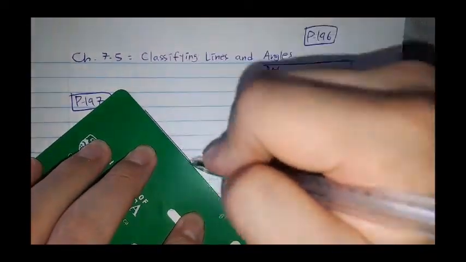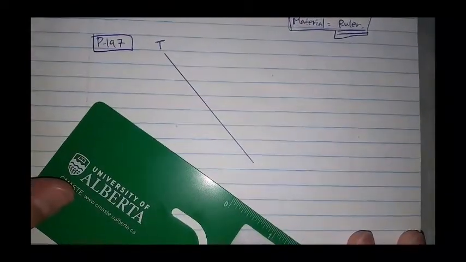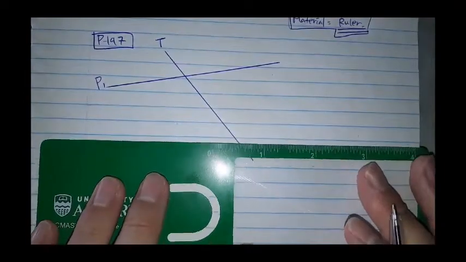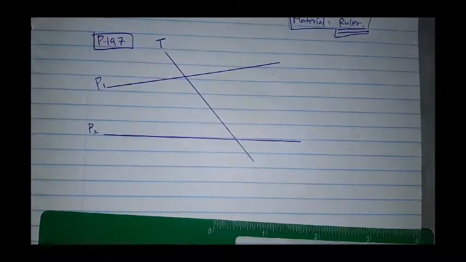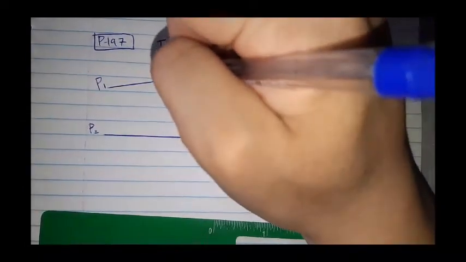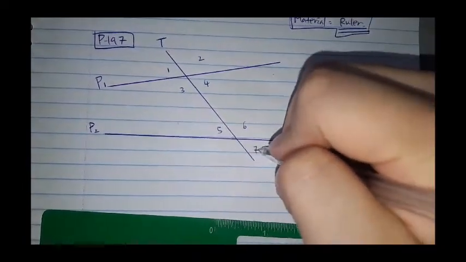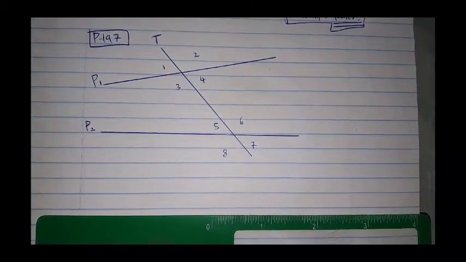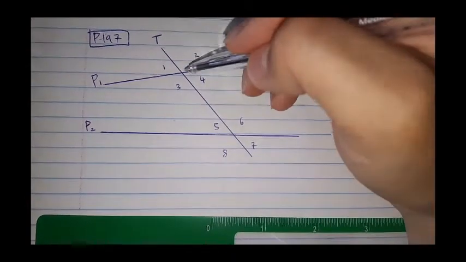Alright, so right now I'm drawing an example on page 197. There's one line that is tilted with the line segment letter T, followed by P1, followed by P2. As you may notice, P1 and P2 do not have any type of correlation. They are not parallel nor perpendicular. And there's 1, 2, 3, 4, 5, 6, 7, 8. Can you see that 8 and 7 is a little reversed? I'm gonna fix that later.